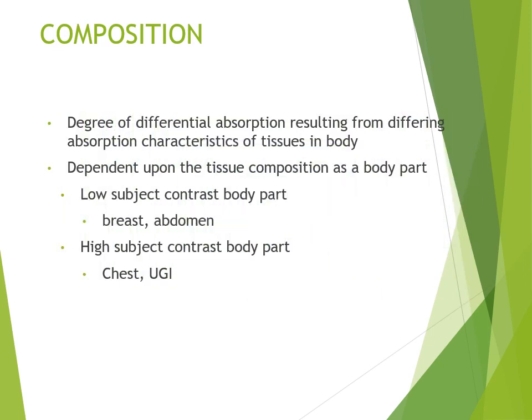In terms of composition, we've got the different composition absorbing characteristics of the body. So low subject contrast body parts, such as the breast, has the least subject contrast of any body part we have, but in diagnostic imaging, it would be the abdomen. High subject contrast body parts, upper GI would be really high, especially if we have a double contrast, but a chest x-ray would be a great example also.